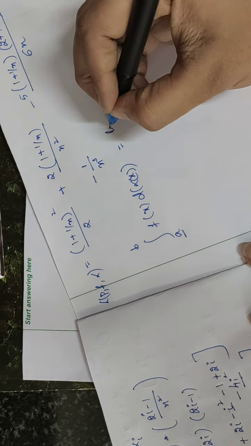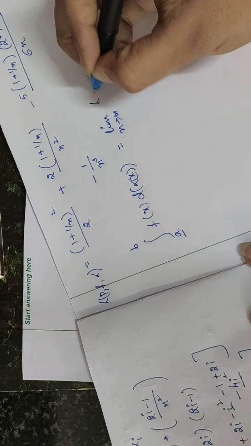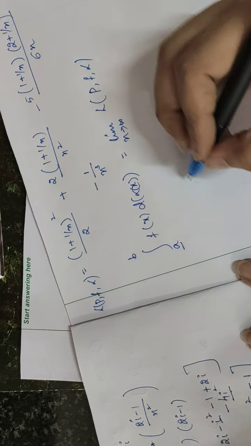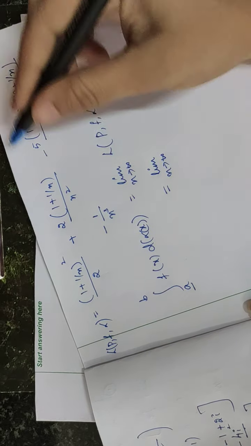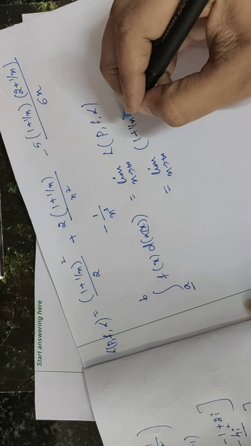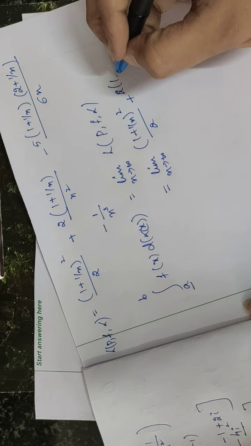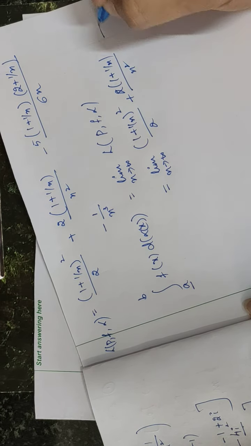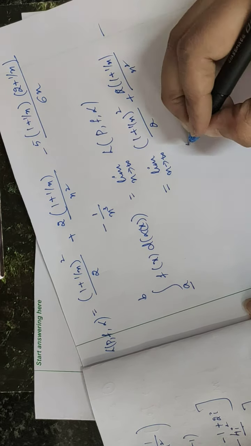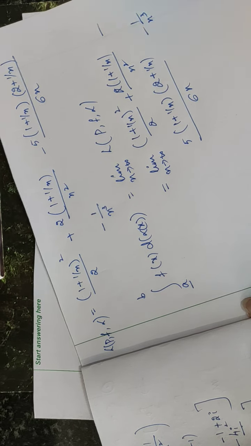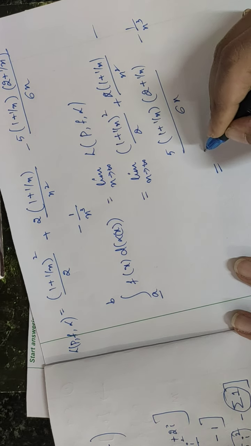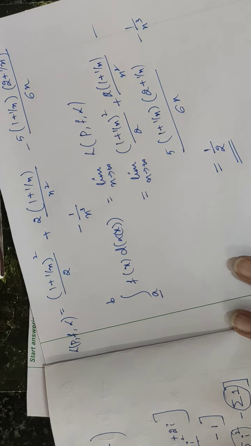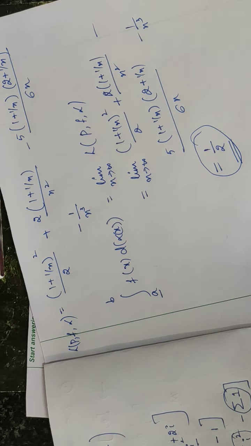of x, right? This is nothing but limit n tends to infinity L of p comma f comma alpha. So this will be equal to limit n tends to infinity. Substitute these values here. It is (1 plus 1 by n) the whole square by 2 plus 2 into (1 plus 1 by n) divided by n square minus 5 into (1 plus 1 by n) into (2 plus 1 by n) divided by 6n minus 1 over n cube. So if you substitute the limiting value, at last you will be getting the value 1 over 2. This is your lower Riemann-Stieltjes integral.